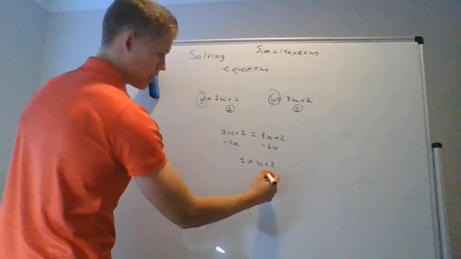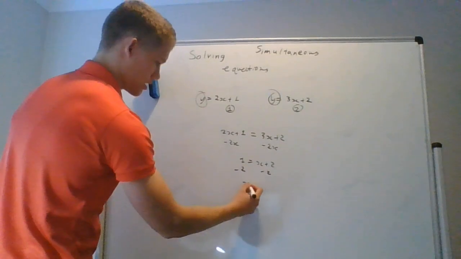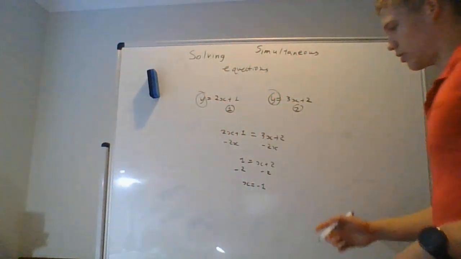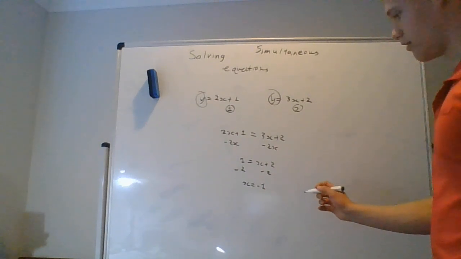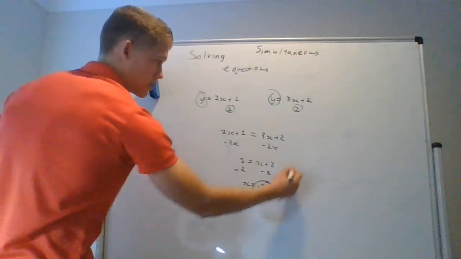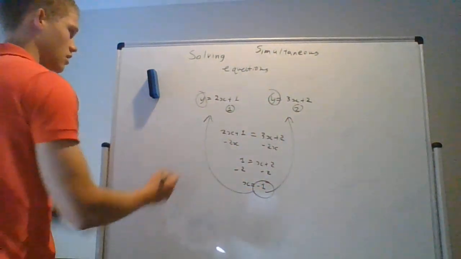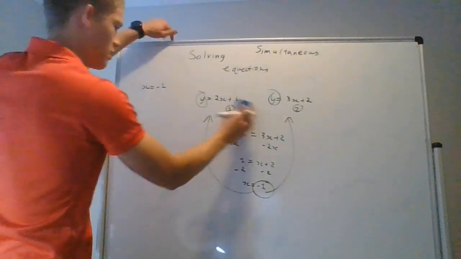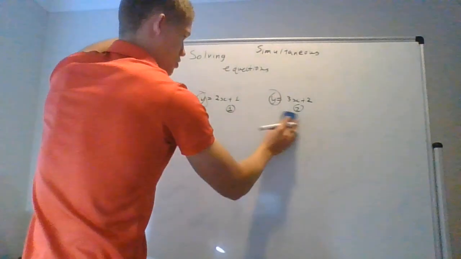And now I'm just going to minus 2 off this side and minus 2 off this side. And x equals negative 1. But we're not done yet. We still need to find the y value. So in order to find the y value, you can substitute this x value into this rule or this rule. So I'm just going to rewrite it. X equals negative 1. So I'll do it for both equations to show that you can use either one.